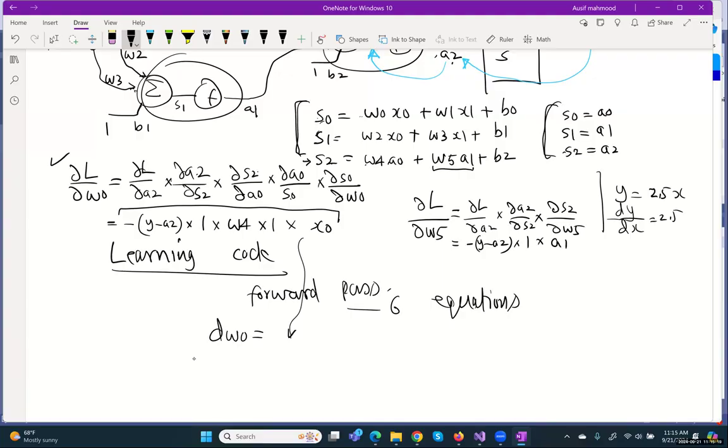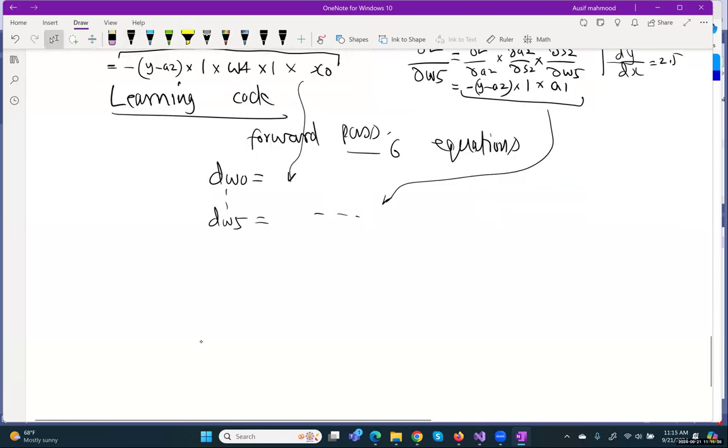So same way, this part over here was calculating partial L over partial W5. So you can have dW5, whatever this is, right? So once you have all of these, dW0 up to dW6, then dB0 up to dB2, right? There were 3 biases.